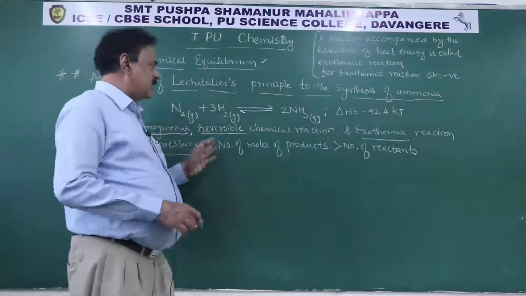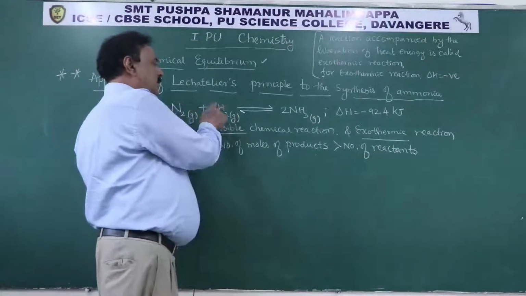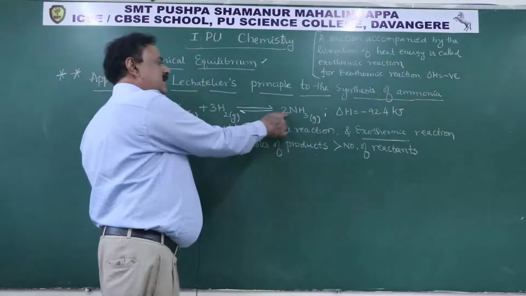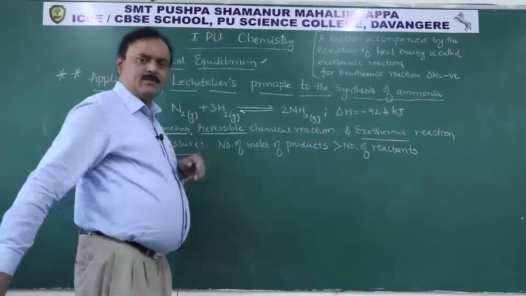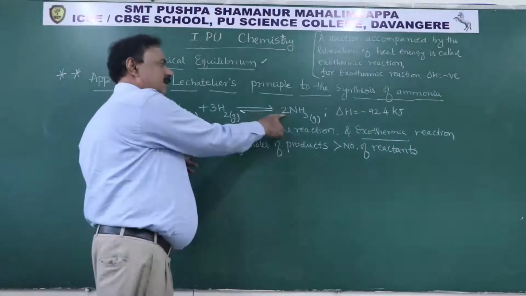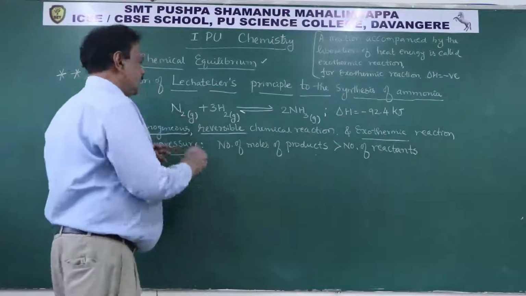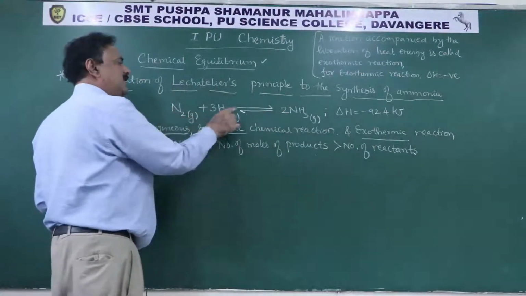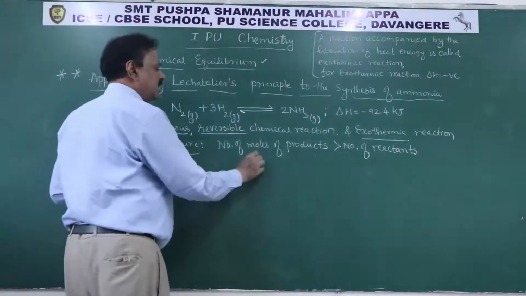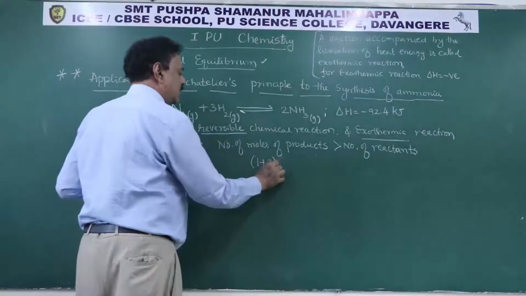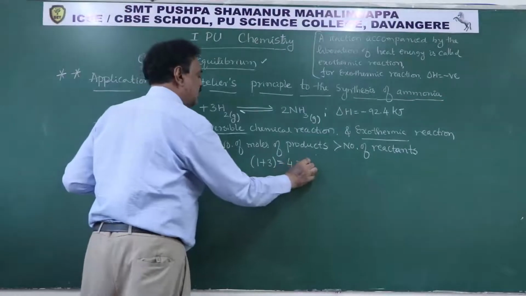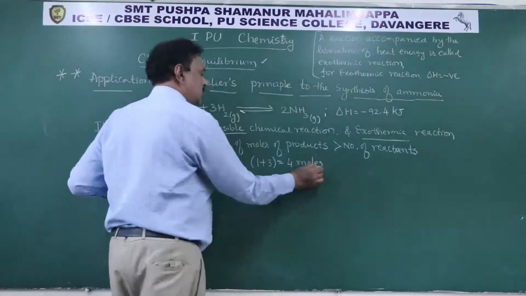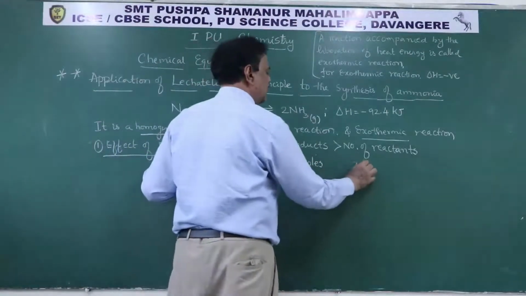Just imagine that this is your question paper's maximum marks, and this is nothing but your marks secured. It means the efficiency is small. Assume it is a 4-mark question and you secured only 2. 1 plus 3 is equal to 4 moles of the reactants, which are used up to give 2 moles of the products.